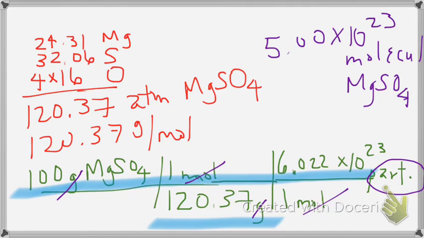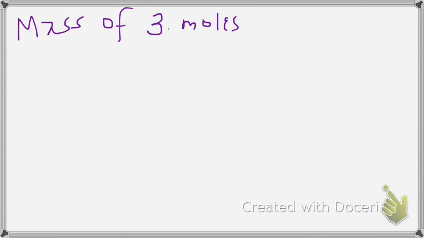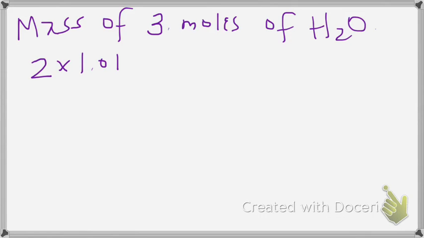This time I'm just going to figure out water. So, let's figure the mass of 3 moles, and the abbreviation for moles, by the way, is mol, 3 moles of water. We have to know the molecular weight, or the formula weight, of water, and so that's 2 hydrogens, and each hydrogen is 1.01, plus 1 oxygen, which is 16.